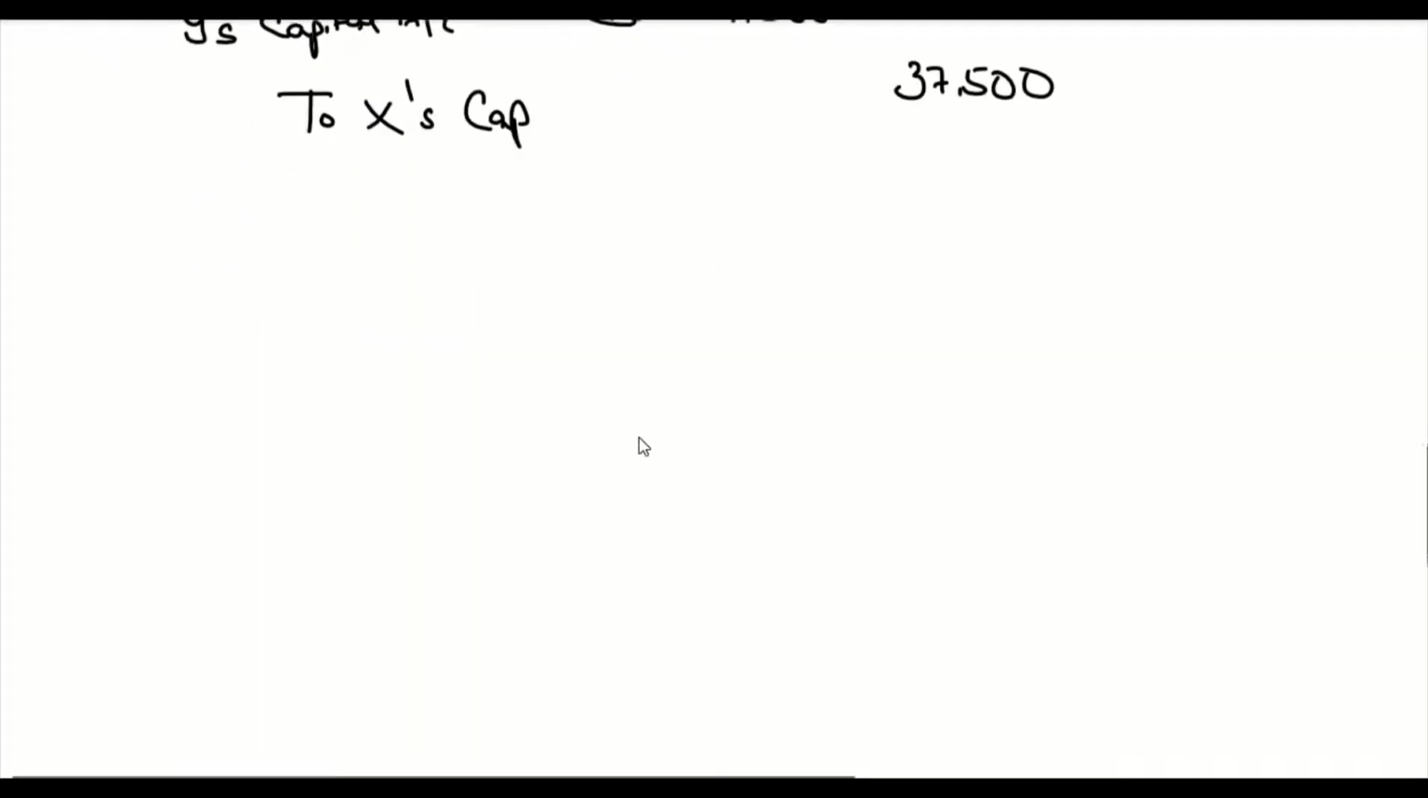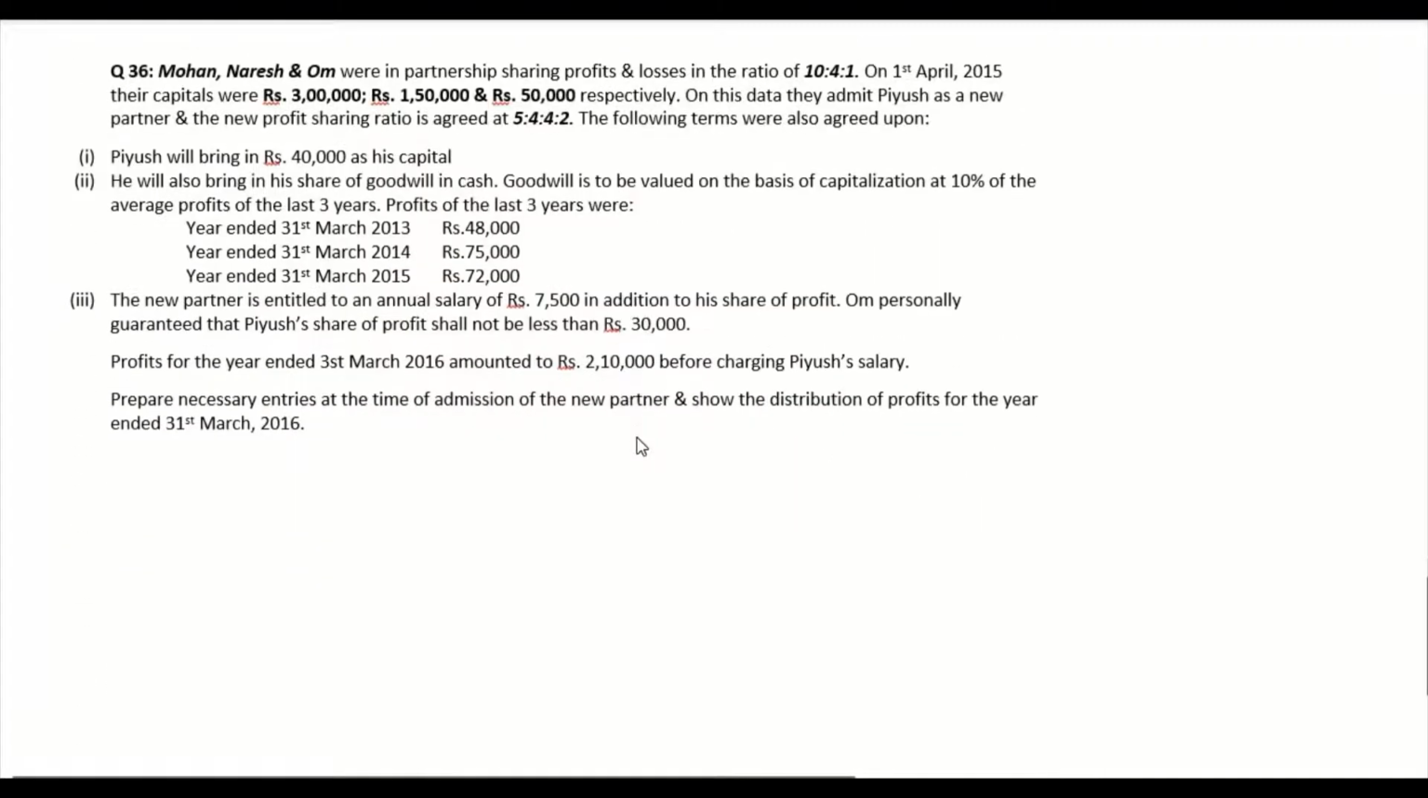Okay, now let's move on to the next question. Question number 36. Mohan, Naresh and Om were in a partnership sharing profit and losses in the ratio of 10:4:1. On 1st April 2005, their capitals were 3 lakh, 1,50,000 and 50,000 respectively. On this date, they admit Piyush as a new partner and the new profit sharing ratio is agreed at 5:4:2. The following terms were also agreed upon.